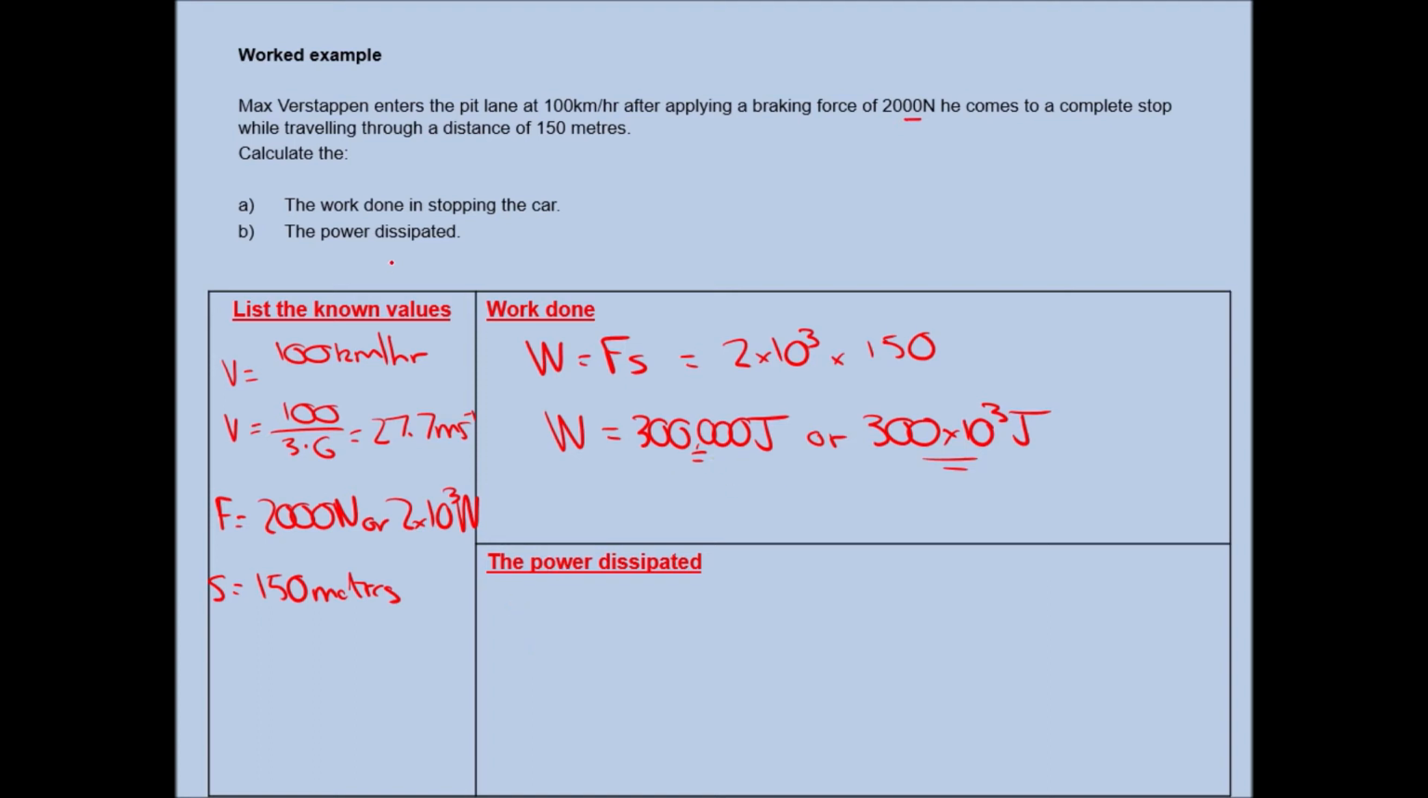Next one, let's go for power. Again, check your formula sheets, and we'll do both power calculations. We'll do power average, which is equal to work divided by time. I'll go back to that question. Time is 3.2 seconds. Forgot to add that to that slide there. So we'll take our work, which is 300 times 10 to the 3. We'll divide it by our time, which is 3.2. And that will give us the average power.